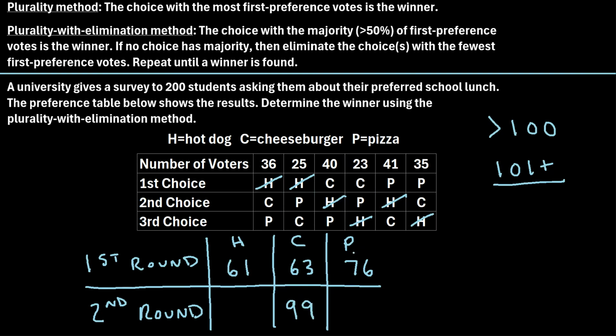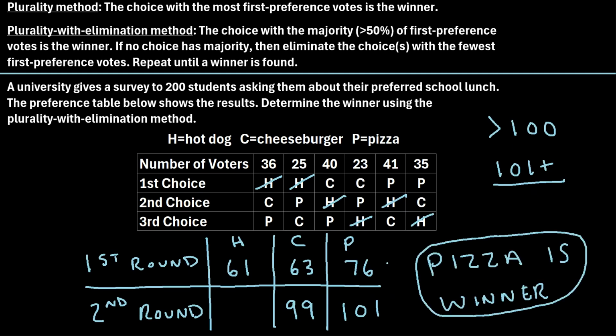And now we'll move on to pizza. So we're counting the columns where pizza is in first. So now in this column, pizza is going to be first place since hot dog has been eliminated. So pizza has the most votes here, and here, and here. So it has a total of 25 plus 41 plus 35 first preference votes. And that adds up to 101. So pizza has 101 in the second round. So notice that pizza met the threshold of 101 or greater. So that means pizza is the winner.